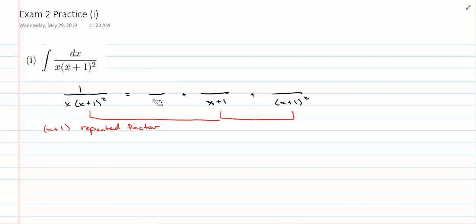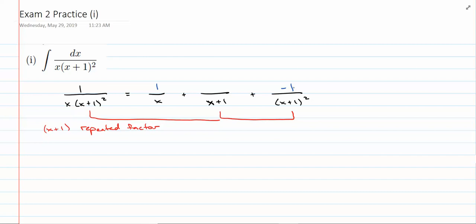To figure out what goes above the x, we'll cover up this x and plug in x equals 0. If you did that, you'd have 1 over 1 squared, which is 1. So 1 goes there. We can also use the cover-up method to figure out what goes above the x plus 1 squared. We could cover up the x plus 1 squared and plug in x equals negative 1. If we did that, we'd have 1 over negative 1, which is negative 1. Okay, so we can use the cover-up method for those two.